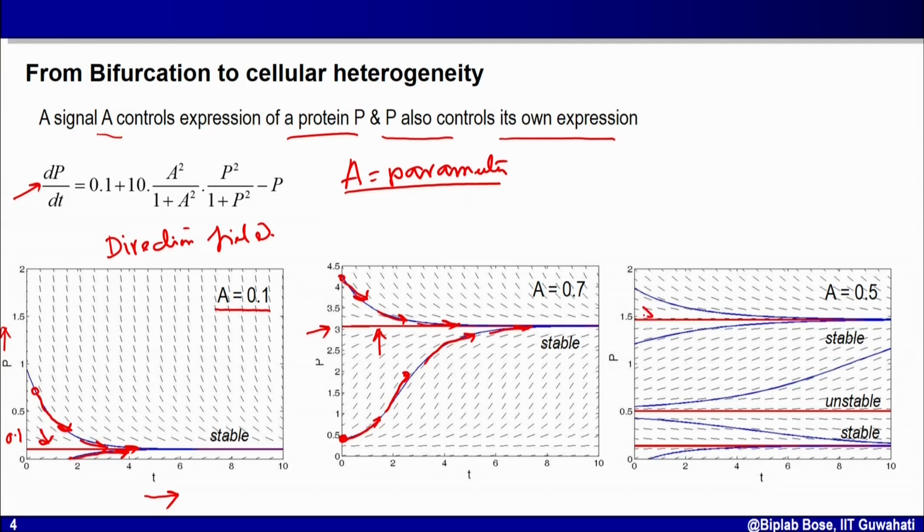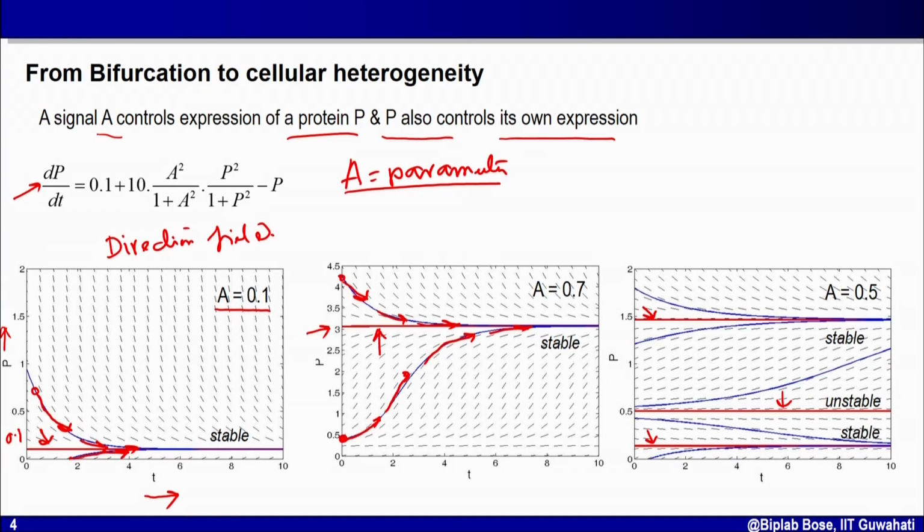Here near 1.5, another one is here around 0.5, another one around 0.1. So now, as I have changed the value of A to 0.5, I have all of a sudden not one steady state but three steady states. Look at the stability. Let us follow the direction field to understand the stability.